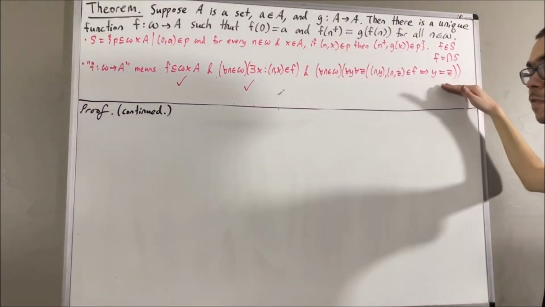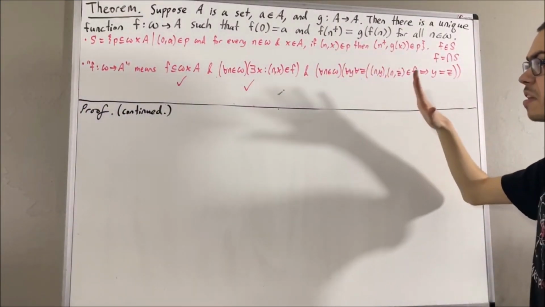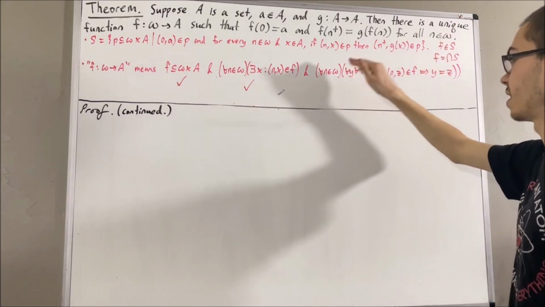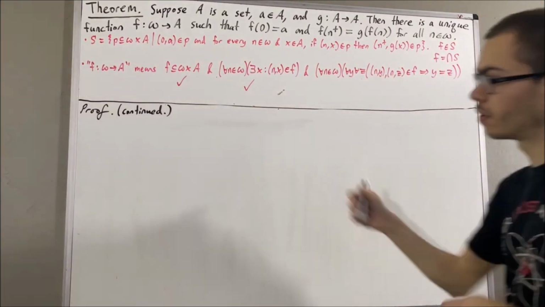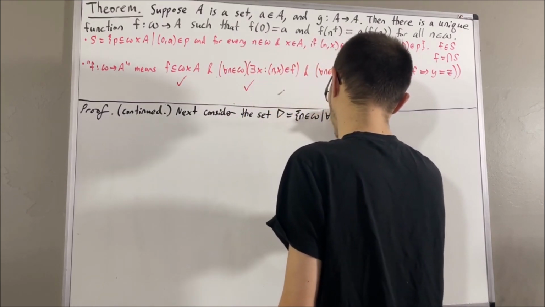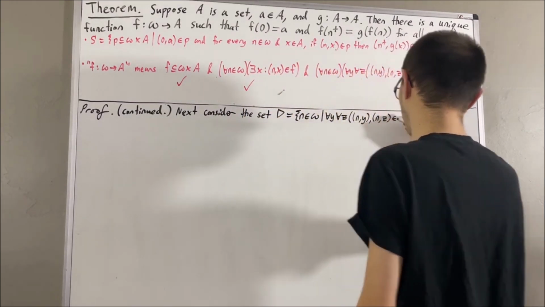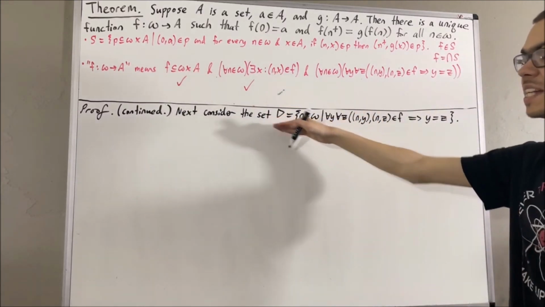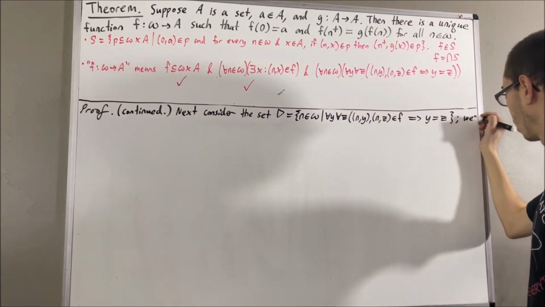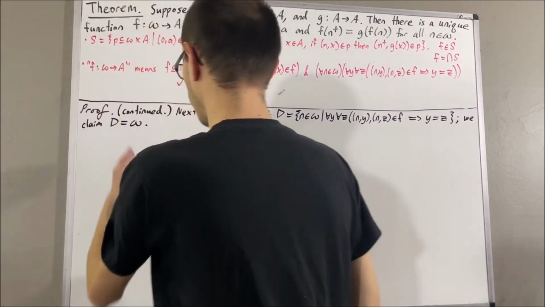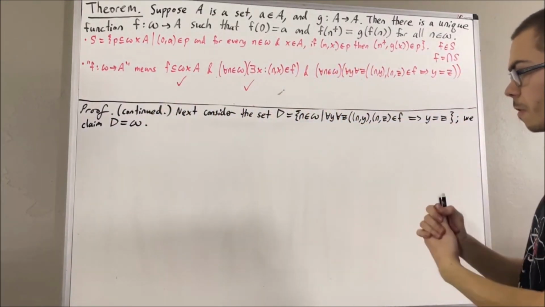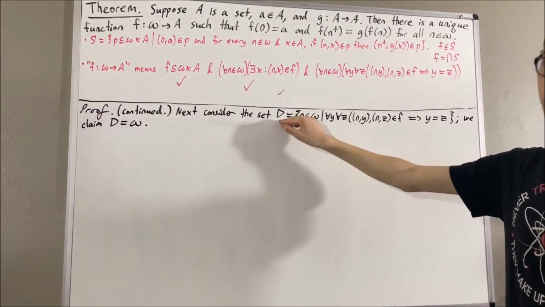So to prove this statement, the idea is we consider the following set. We consider the set of natural numbers n such that this is true. We're going to call that set D. The claim is that D is equal to the set of natural numbers. And to show that D is equal to the set of natural numbers, we are going to use the principle of induction. So let's first show that 0 is an element of D.